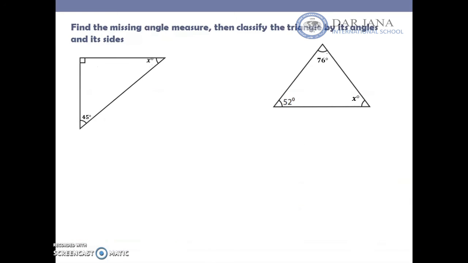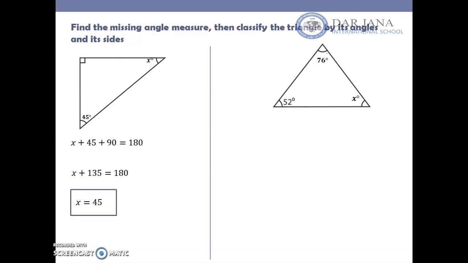Another example, this is obviously a right triangle on the left side, but I still need to find the missing angle. So you have 90 degrees, 45 degrees. So x plus 90 degrees plus 45 degrees equals 180. I add 45 plus 90, which is 135, and then I subtract that from 180. I will get x equals 45.